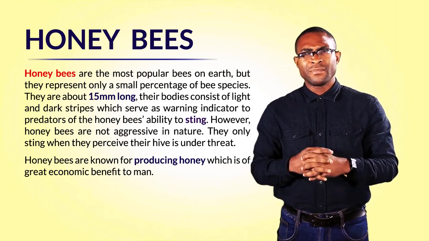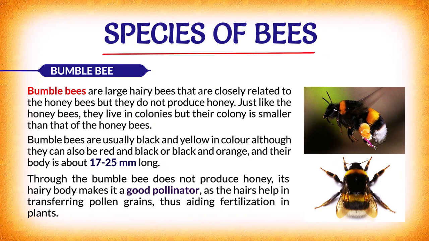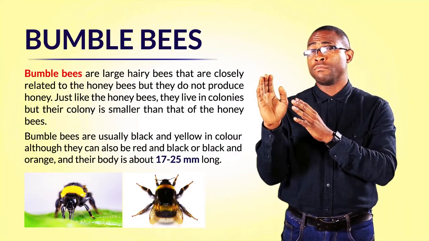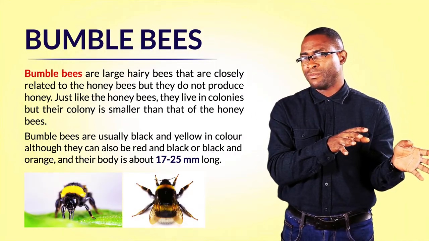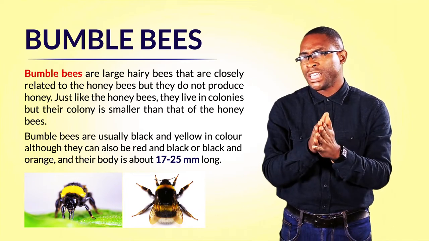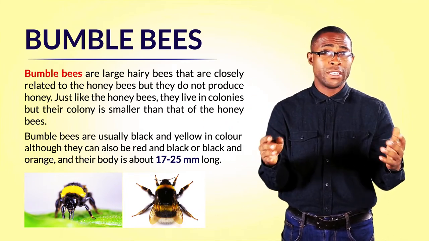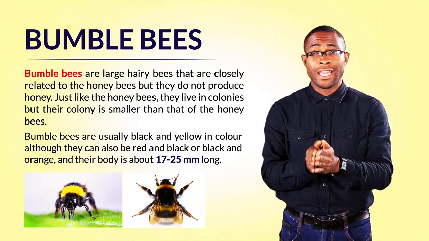Now let's look at the last one, the bumblebee. The bumblebee looks more like the honeybee, like I said before, but they are larger, way larger, and they have hairy bodies, which allow them to quickly pick pollen. This makes them good pollinators. They are 17 to 25 millimeters long. I think they are even the longest or the biggest kind of bees we have. Though the bumblebees look like the honeybees, they don't produce honey. Their work is just to get pollen, help pollinate plants, and then keep the species alive.